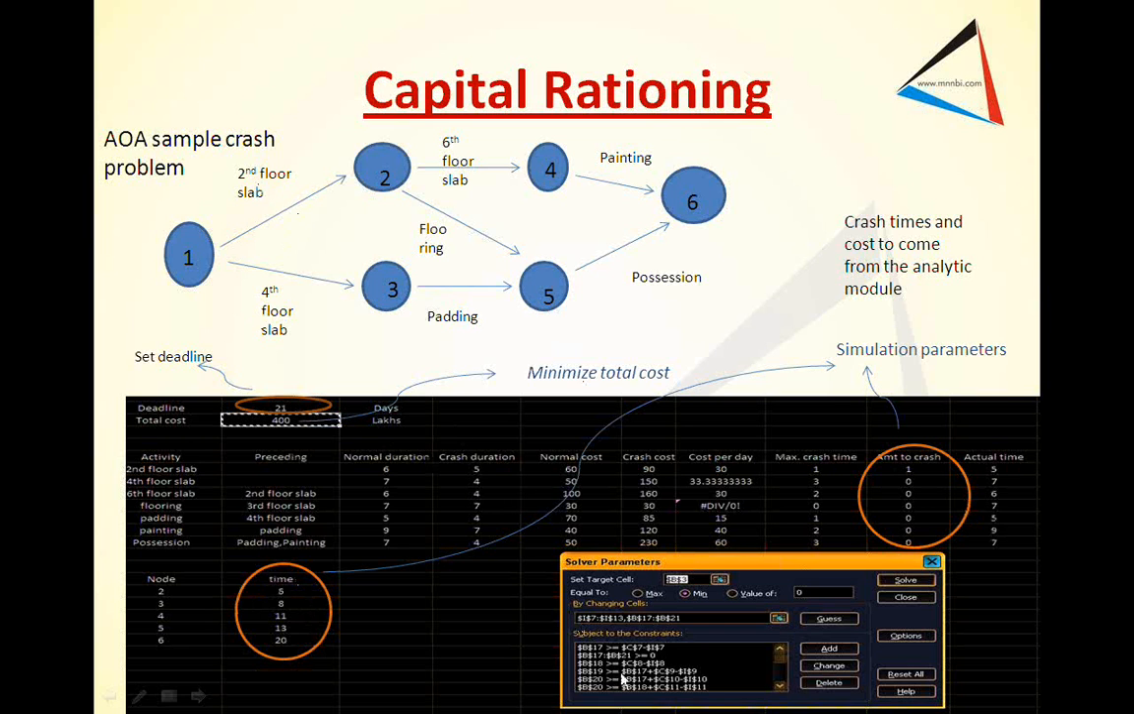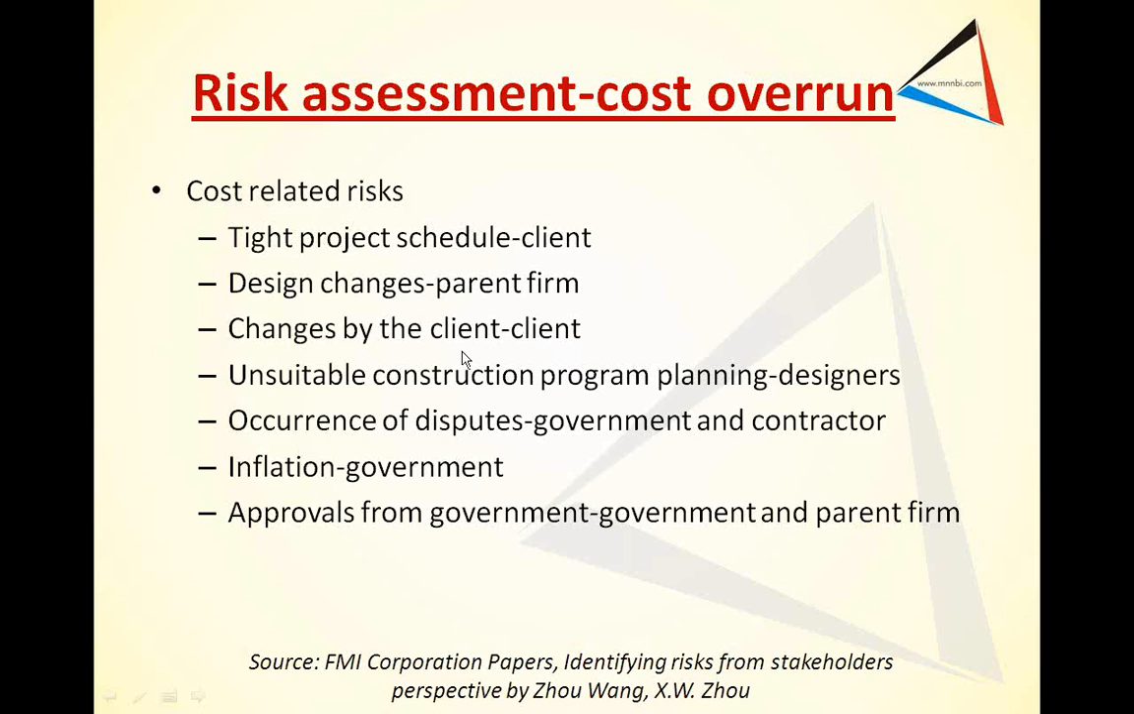So this we have used solver for it, and these are the complete constraints. This can be executed. The risk assessment is that the projects carry a number of external parameters. So what is the risk associated with the project cost and the cost overrun? So you're looking at tight project schedule, the design changes, and so forth.